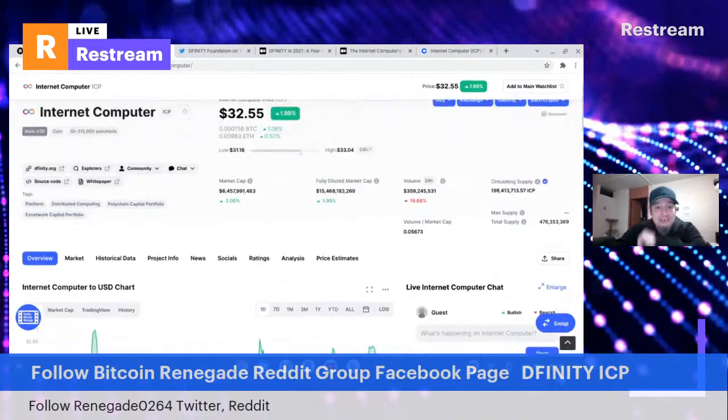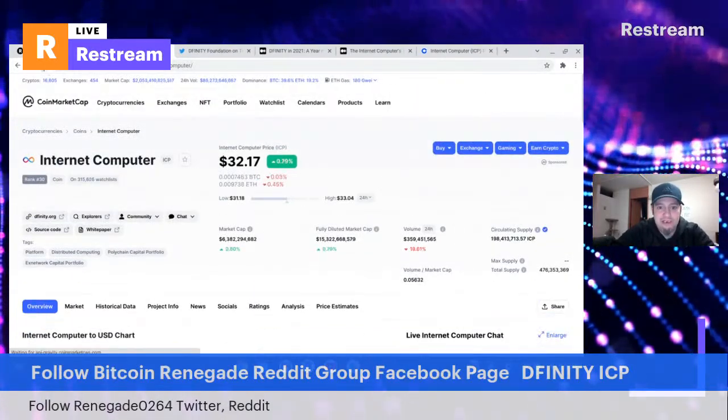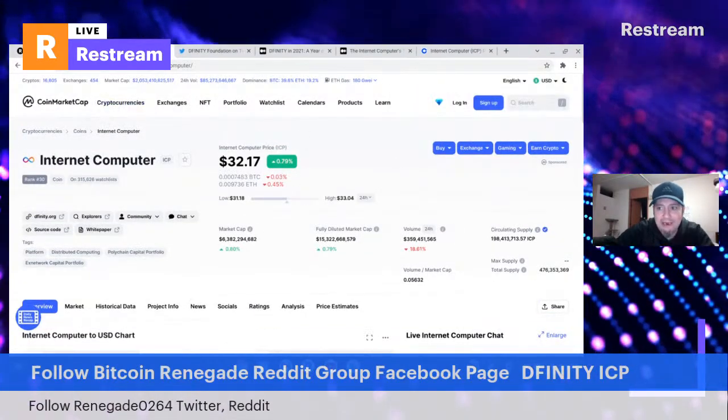Internet Computer. Is this really the price? Hold on. I got to refresh this. Okay. 32.17. I just want to make sure.